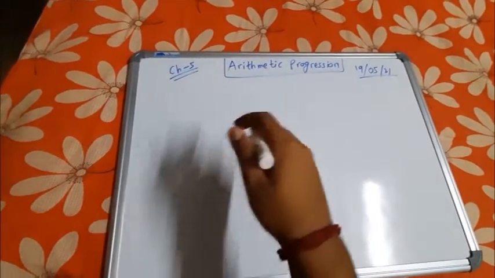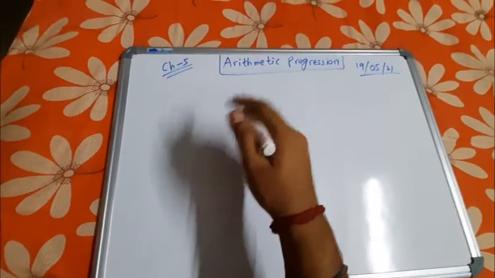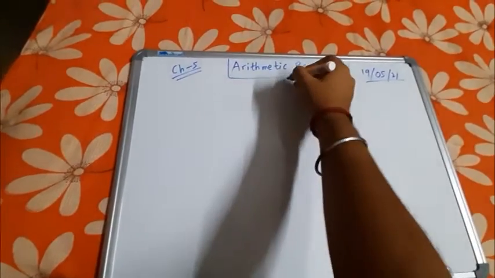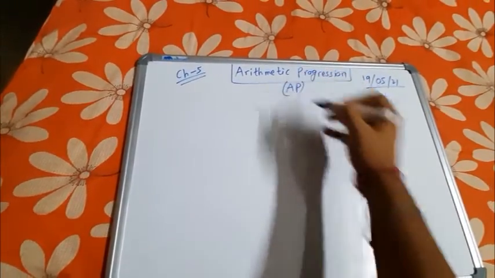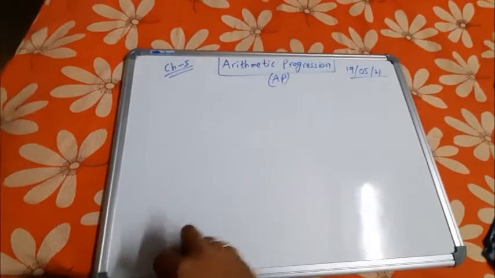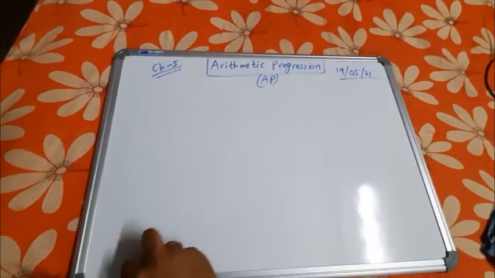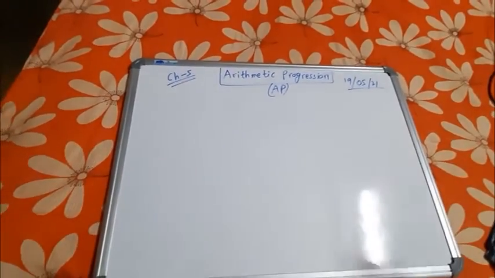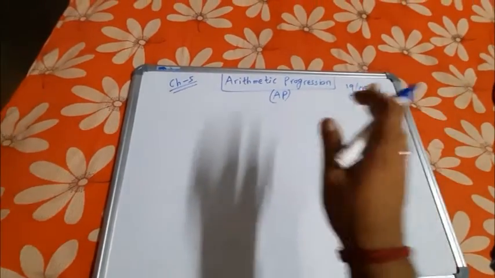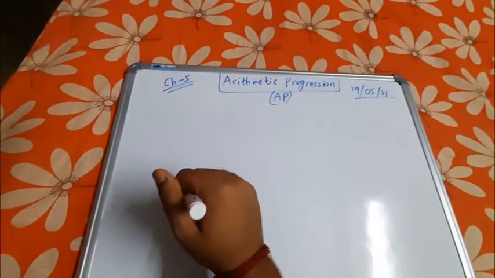Okay students, so today we will be starting a new chapter called arithmetic progression, or in short we can call it AP. Now what is this chapter? It is actually a very interesting chapter. Any kind of progression means a series. A progression always means a series. Now arithmetic progression is a particular type of series.